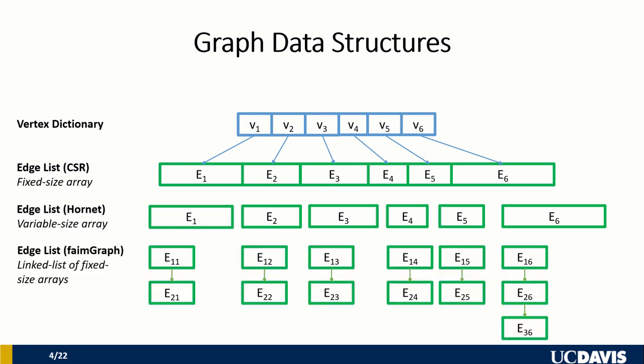Another approach taken by faimGraph is to use a GPU linked list to store the adjacency list of a vertex. If we exceed the capacity of one of these linked list nodes, we allocate a new node and link it to the previous one, and this node size can be configured by the user.